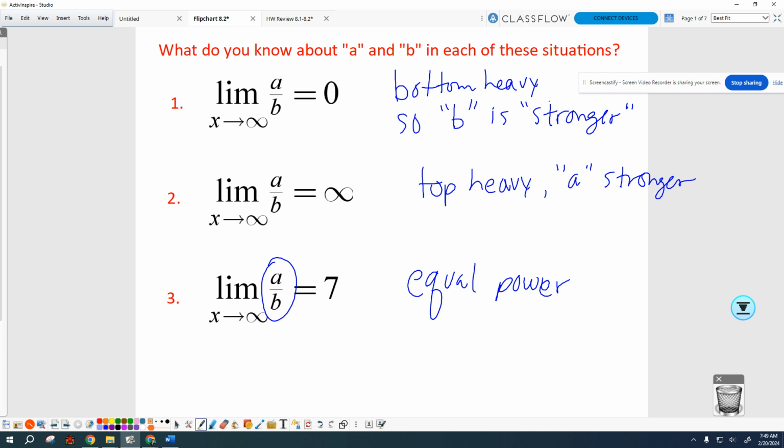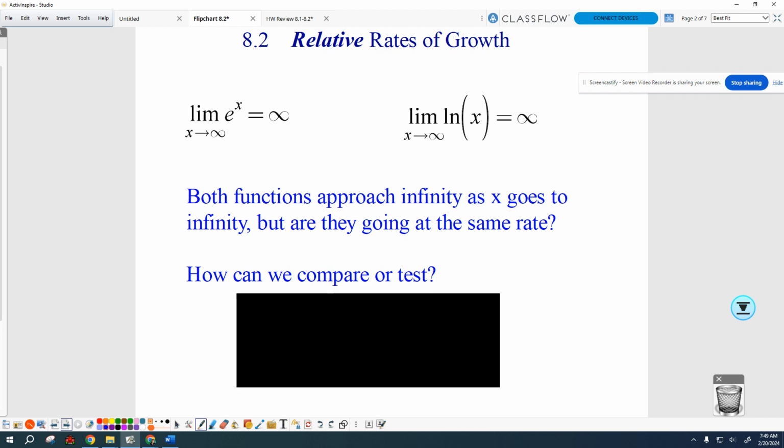So today is quantifying how quickly these things grow. We're going to try and formalize that. This function, e to the x, as it goes to infinity, goes to infinity. So does natural log of x. If you actually look at your book, they talk about these guys and how quickly they grow.